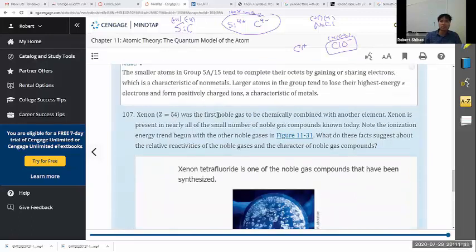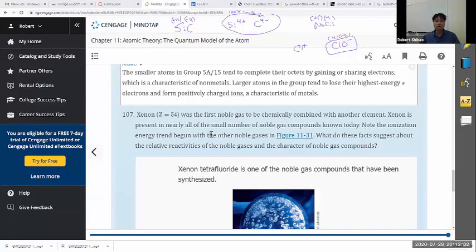Xenon was the first noble gas to be chemically combined with another element. So they couldn't get the noble gases to react. And then finally, they had to use a very powerful oxidizer to strip electrons off xenon. Xenon is present in nearly all of the small number of noble gas compounds known today.